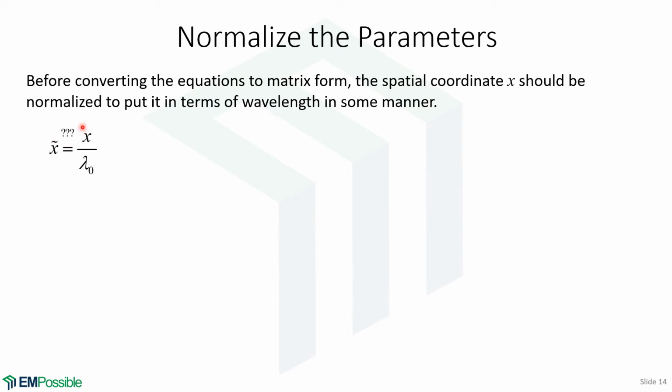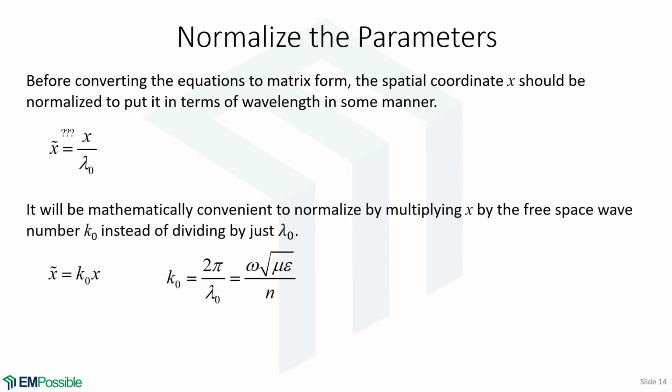Now I've written question marks here because we'll ask ourselves, is this really the best way to do it? Well, in fact, I do think it's the best way, but we're going to do something slightly different. Instead of dividing by wavelength, we are going to multiply by the free space wave number, which is equal to 2 pi divided by wavelength. So we are dividing by wavelength, but we also happen to be multiplying by 2 pi. Now, we don't really want to multiply by 2 pi. That just happens to be there in the free space wave number. But something very convenient happens when we multiply by the free space wave number. So let's go ahead and apply this to our equations and normalize that spatial coordinate x and see what happens.